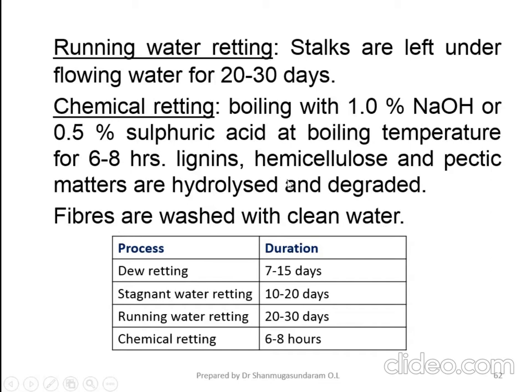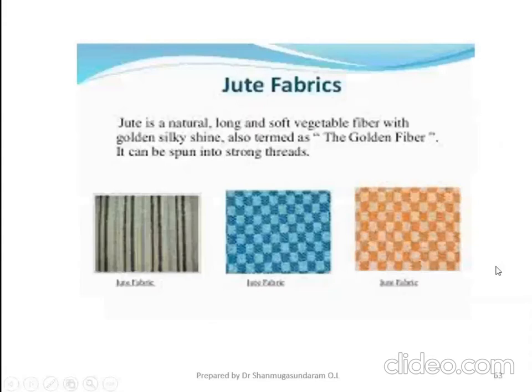It is similar to the flax fiber extraction process. The four retting processes are similar to flax fiber extraction, with the same durations: dew retting 7 to 15 days, stagnant water retting 10 to 20 days, running water retting 20 to 30 days, chemical retting 6 to 8 hours. Here also you can choose chemical retting for extraction of the fiber, but you have to maintain the conditions during the process. Otherwise it will affect the quality and properties of the fiber.